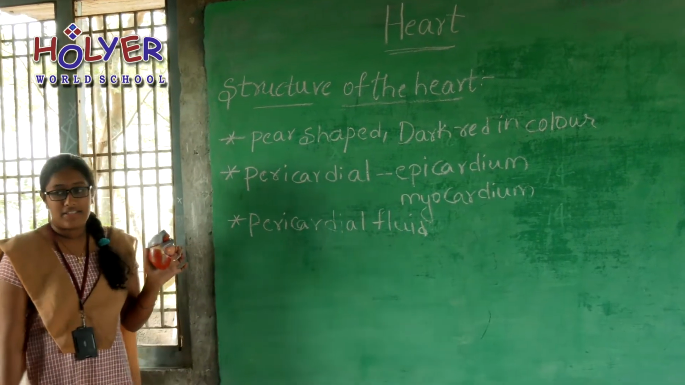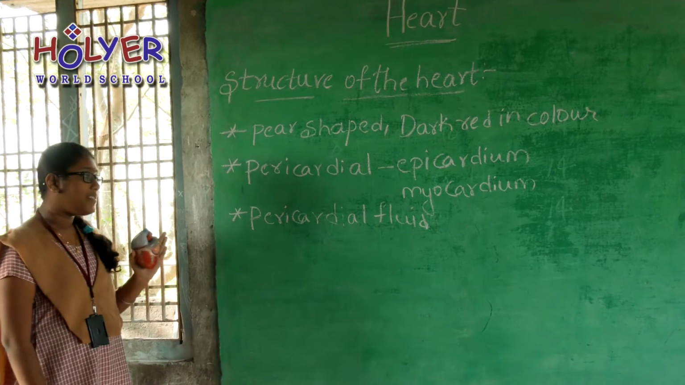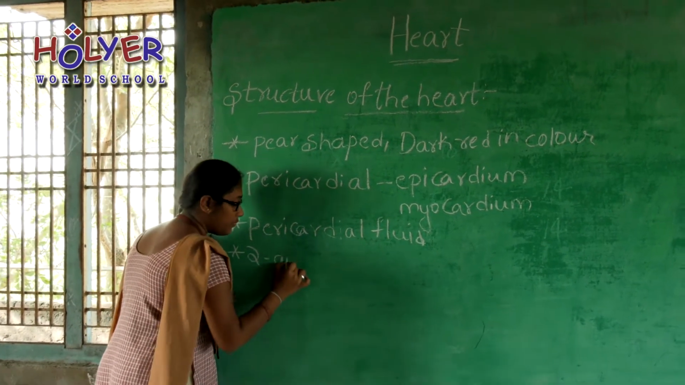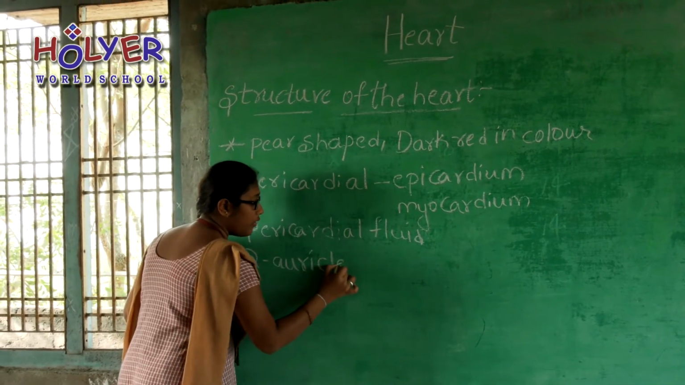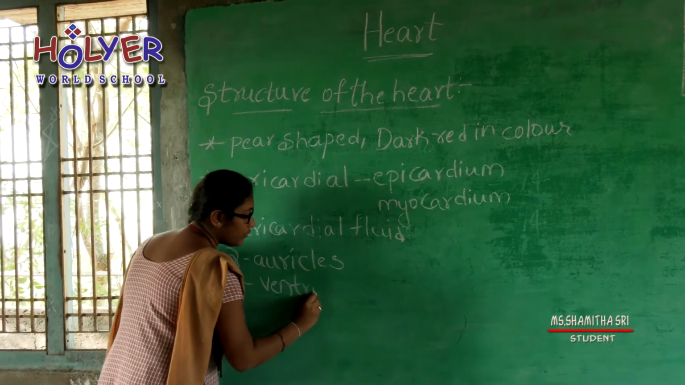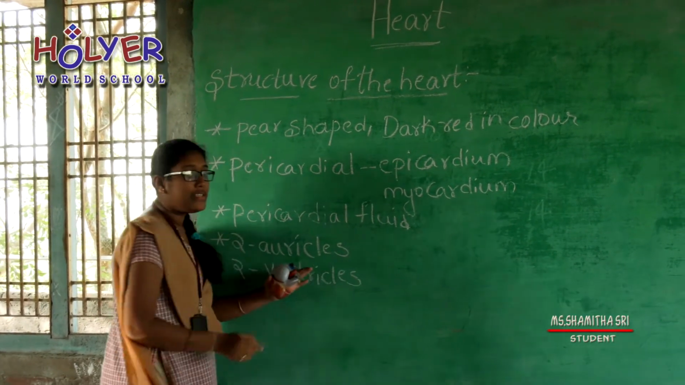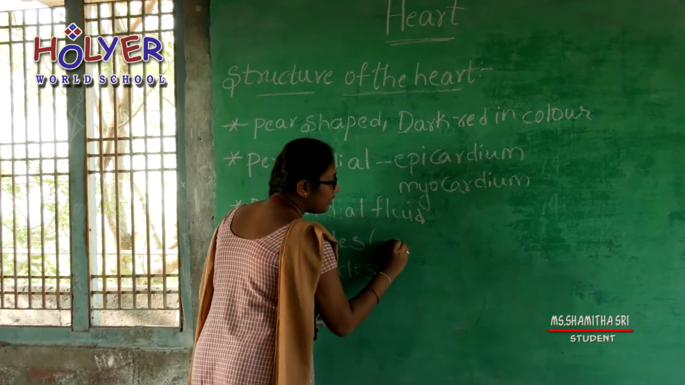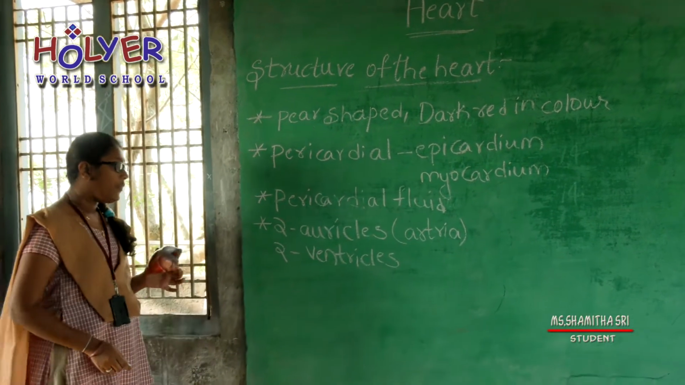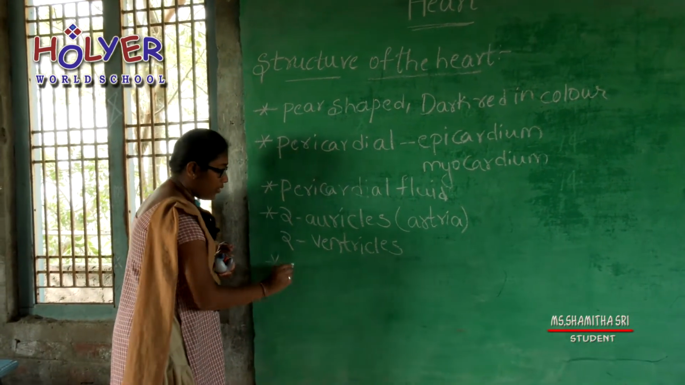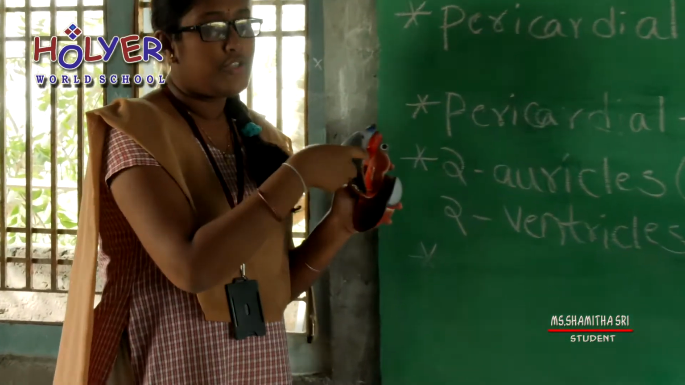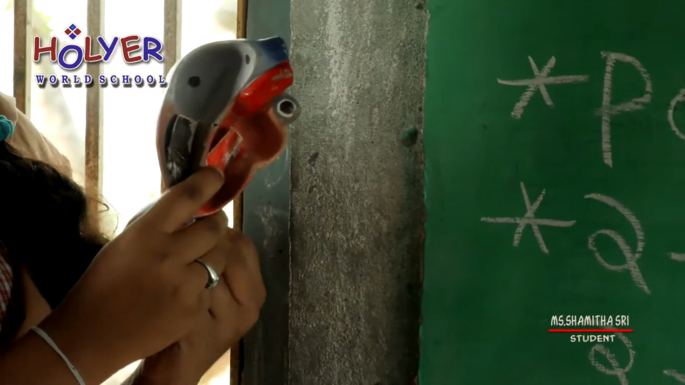Our heart is divided into 4 chambers externally by grooves. There are 2 auricles and 2 ventricles. Auricles are also called atria. So, in our heart, there are 2 auricles and 2 ventricles. These are the 2 auricles and these are the 2 ventricles.